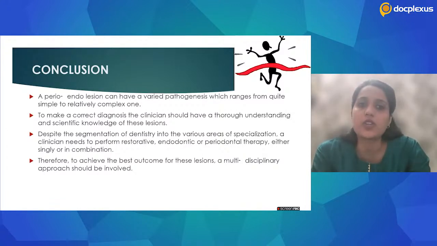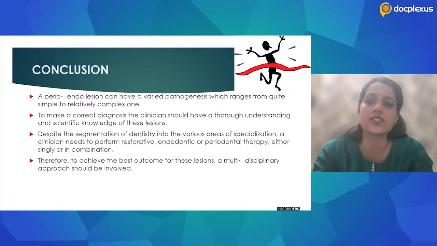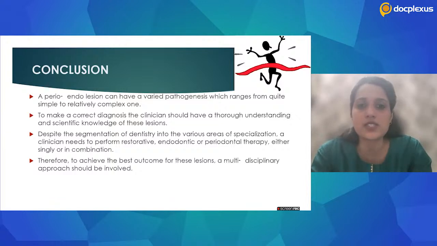One, a perioendo lesion can have a varied pathogenesis, which ranges from quite simple to relatively complex. To make a correct diagnosis, the clinician should have a thorough understanding and scientific knowledge of these lesions. If you do not understand, you won't be able to diagnose, you won't be able to treat the tooth or the patient, and then you will have sleepless nights otherwise.